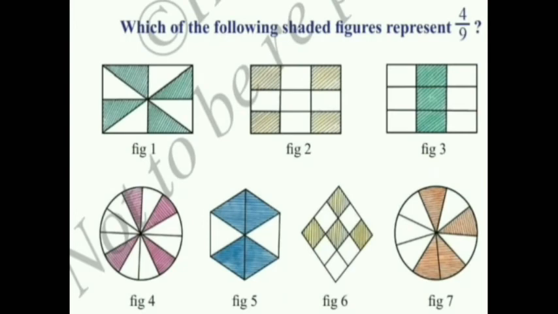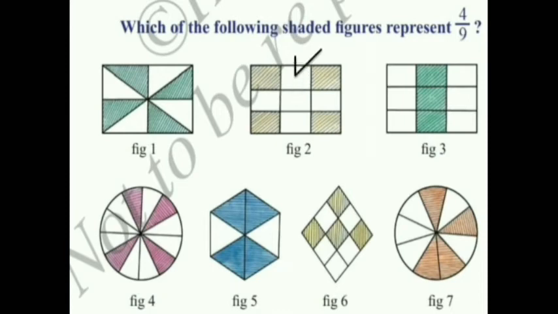which are in the fraction form of 4 by 9. Here the figures must have 9 parts, in which 4 parts should be shaded. The first figure does not have 9 parts, so we will not tick this. The second figure has 9 parts. It also has 4 parts shaded, so we will tick this.